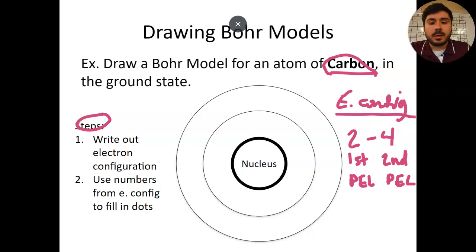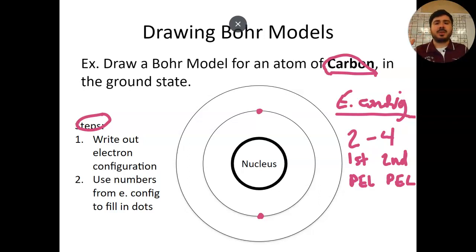Let's just draw it out. This, of course, is going to be our nucleus, so we don't have to worry about that. We're going to move right on to this first outer shell, our first principal energy level. All we're doing, guys, is drawing dots directly on these circles here.